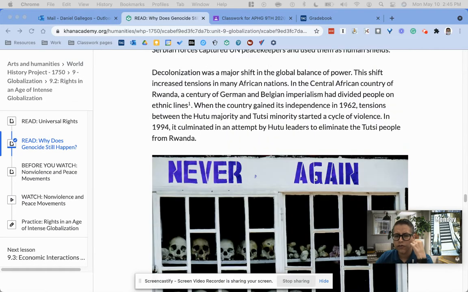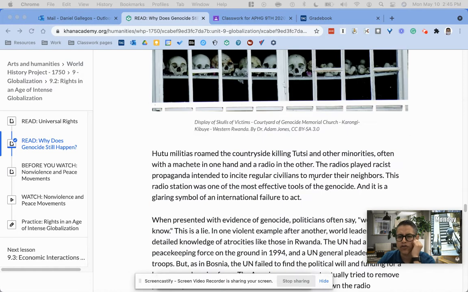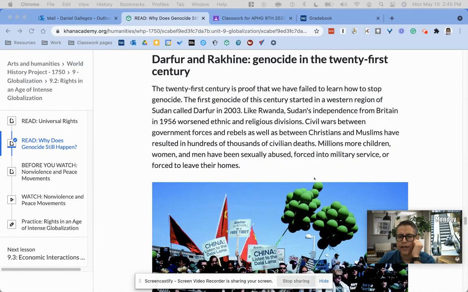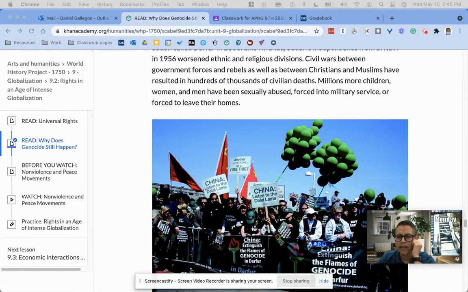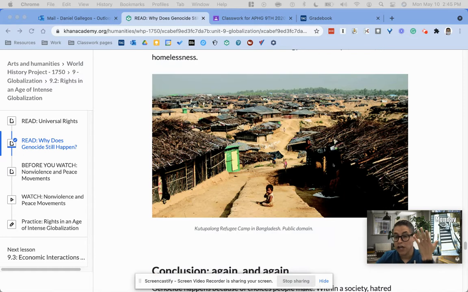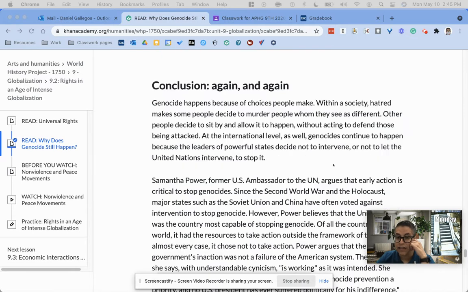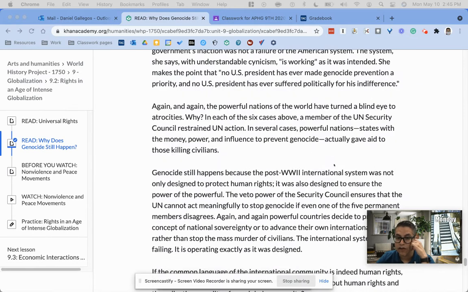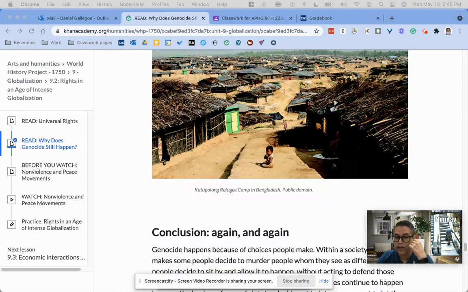first, right? So that's what I'm doing here. I'm just scrolling through it to show you what it's about, right? It's got Darfur and Rakhine. In this phase, you don't really do a lot of reading. You just do a lot of skimming and a lot of glancing around to see what's in the article, right? So there it is.